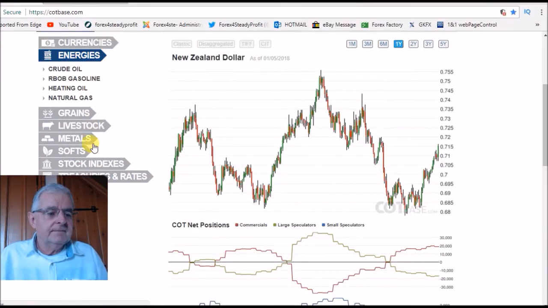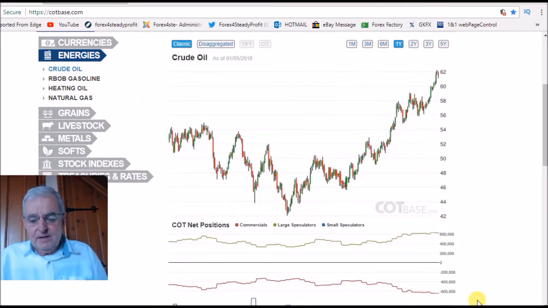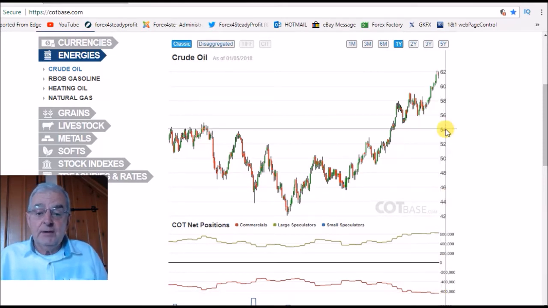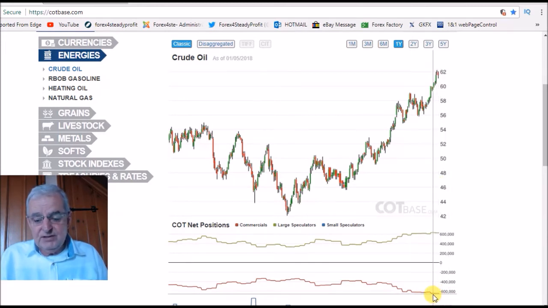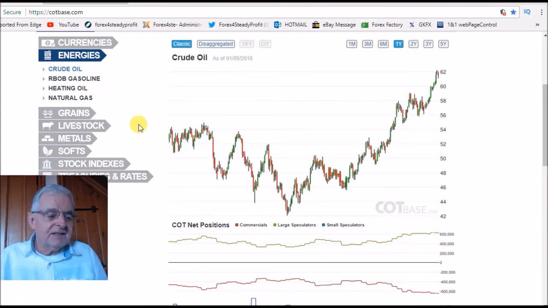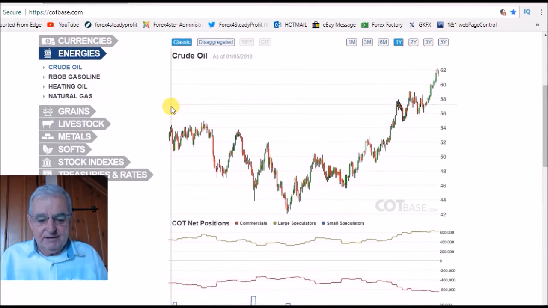Energies, crude oil. Again, we've got an extreme, all-time extreme bearish position taken by the commercials. We've had more upside last week, and they haven't actually increased their position by much. If this doesn't come down by Tuesday, I think they're going to be putting some more money on it. So we'll see where that goes to. I hear people talking about 77 and 80 dollars a barrel, but I really can't see it. I think this is about as far as we're going to go.